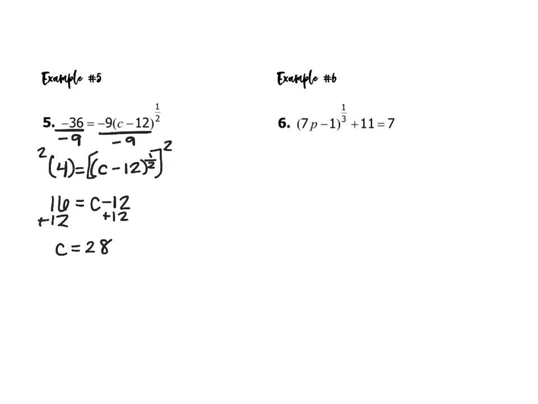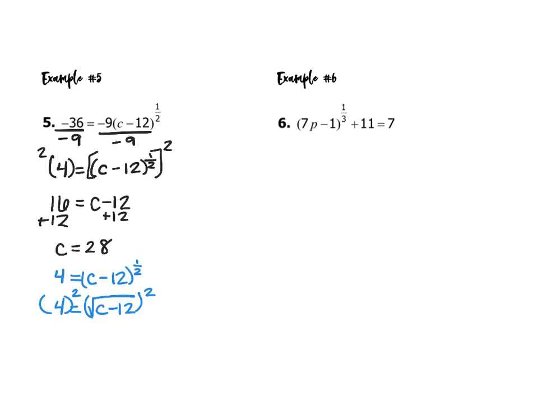Now, another way I could have done that is saying, okay, 4 equals c minus 12 to the 1/2. That's the same thing as 4 equals the square root of c minus 12. And I still would have squared both sides.